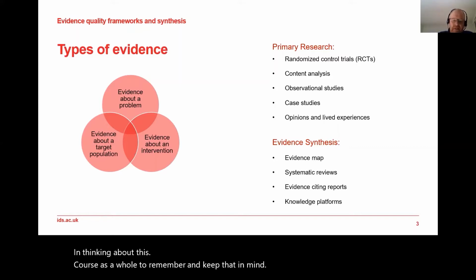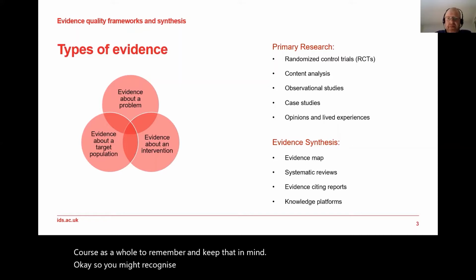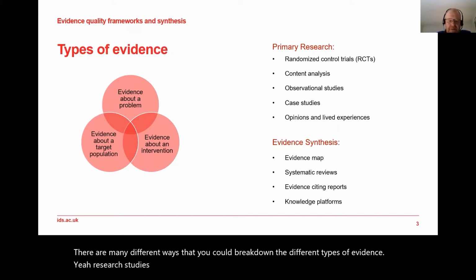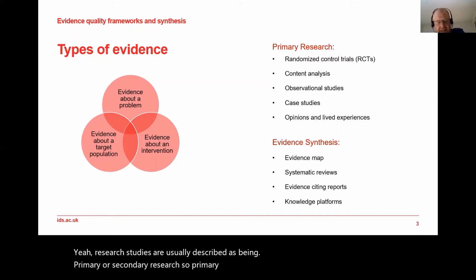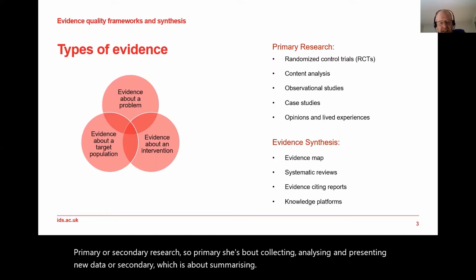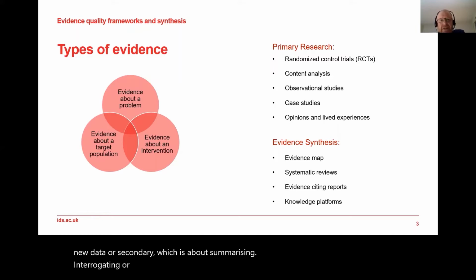Okay, so you might recognize this slide from James's opening presentation. And there are many different ways that you could break down the different types of evidence. Research studies are usually described as being primary or secondary research. So primary, which is about collecting, analysing and presenting new data, or secondary, which is about summarising, interrogating or comparing different primary sources.